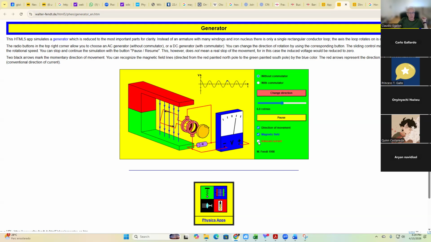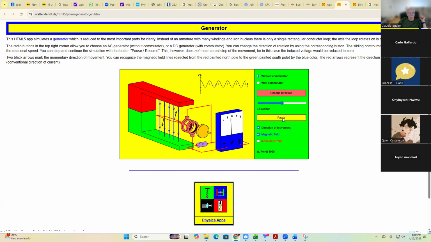Here's the induced current. And then this induced current changes direction as we rotate the whole circuit. What exactly is happening here? Well, we are using Faraday's law of electromagnetic induction. At this point, let's see if I can pause it. Oh yeah, I can pause it here.